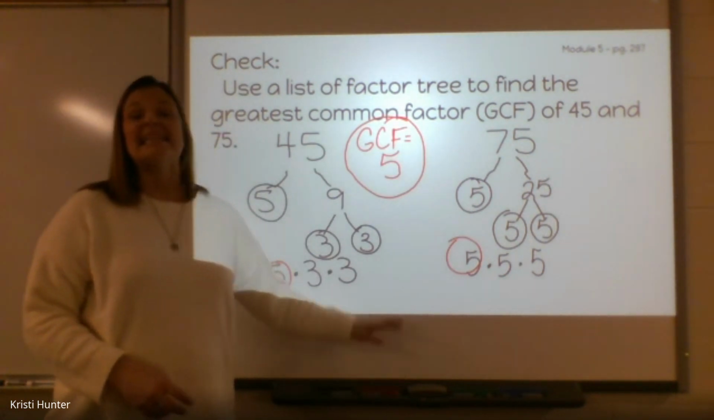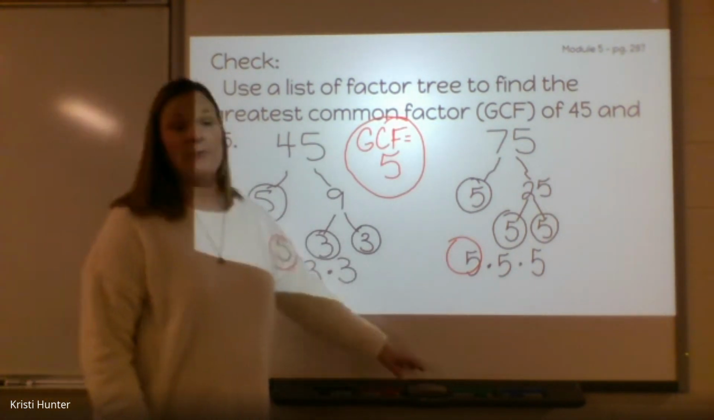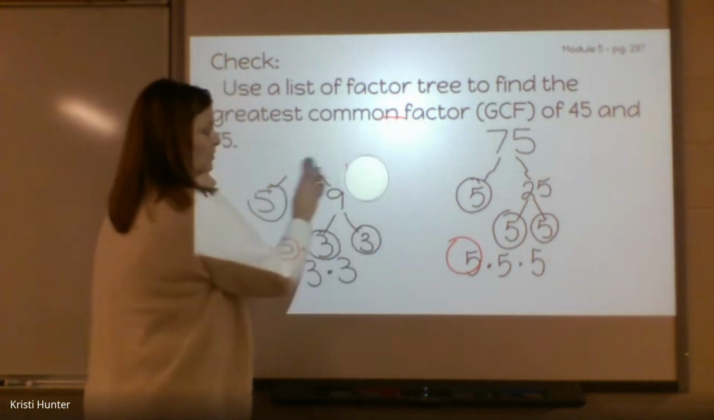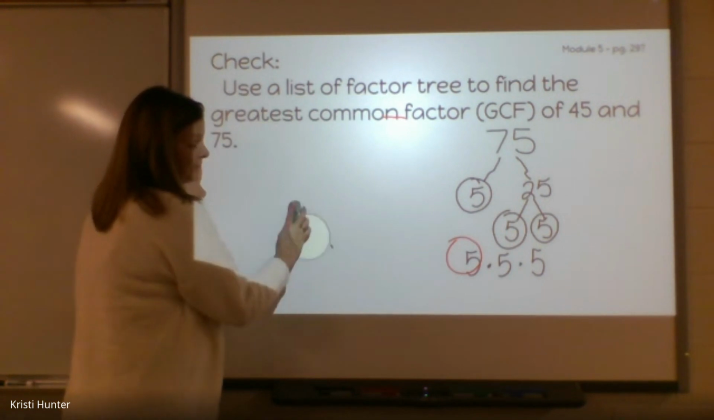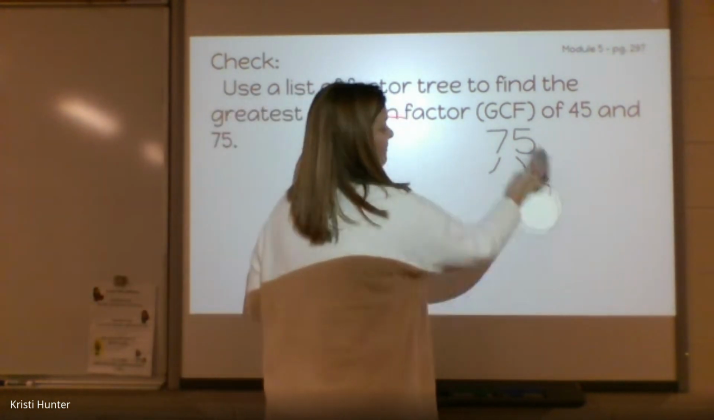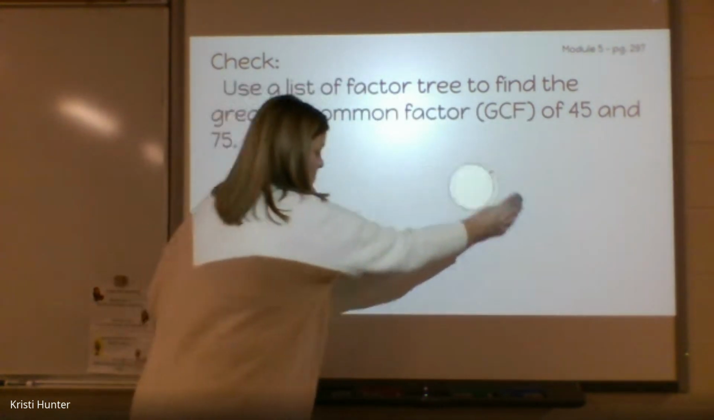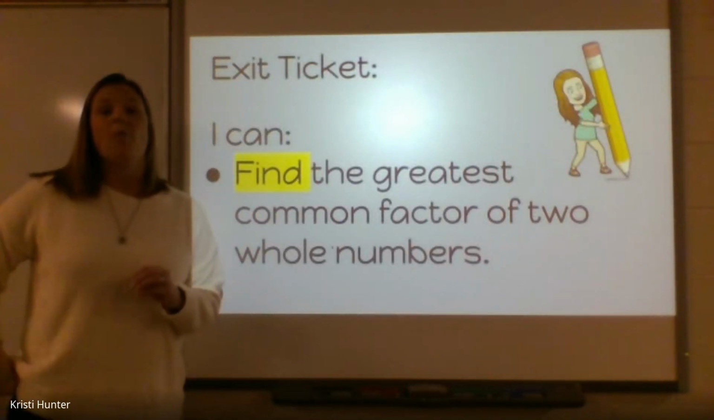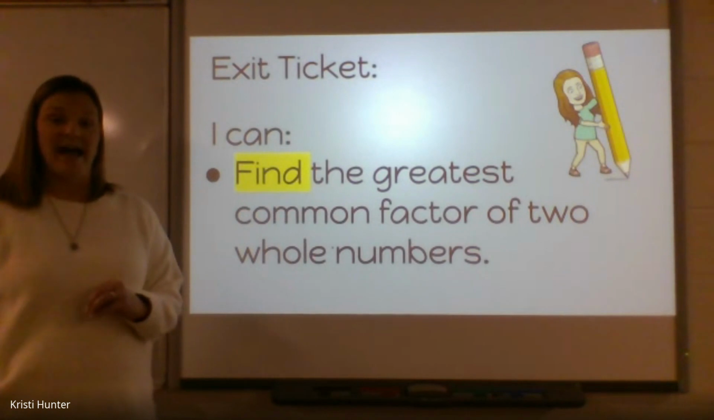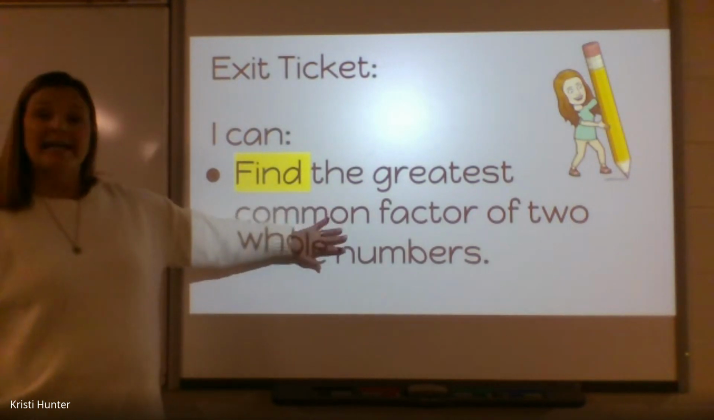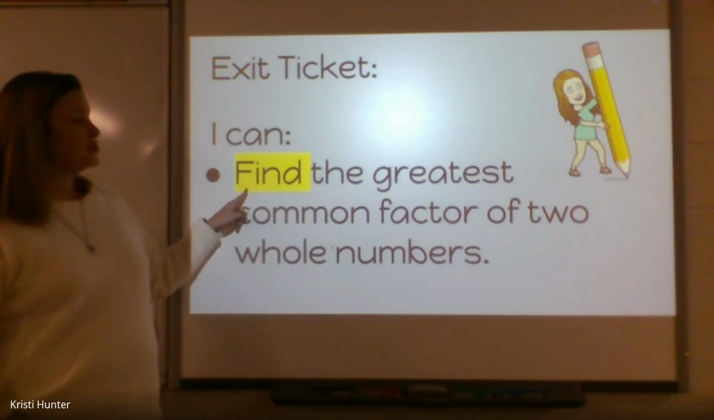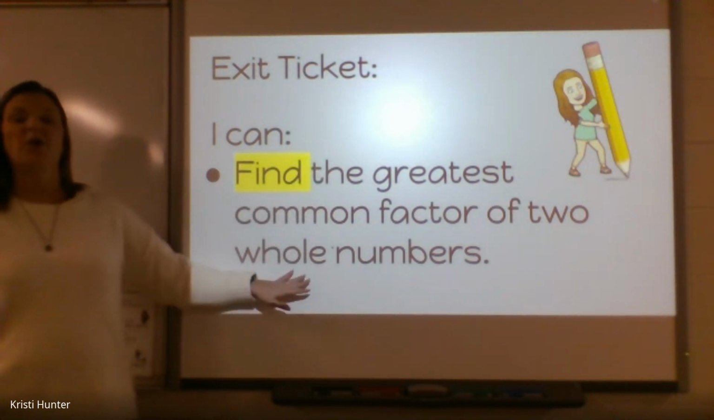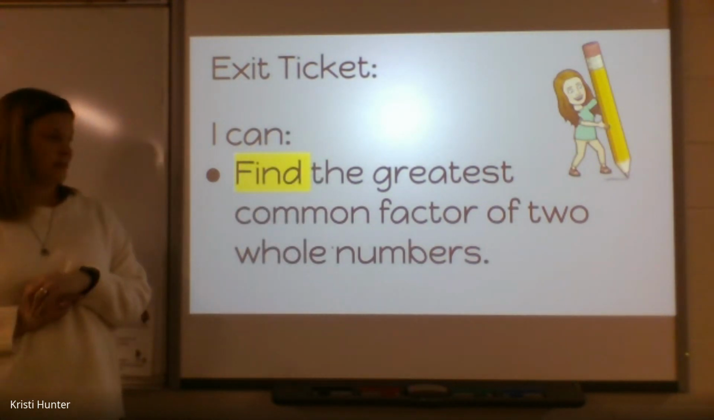Right? There are iReady lessons out there that can help you with this, but as you're also working through your assignment, make sure you're stopping to ask questions if there's something that you need help on. And what I would like to know is, where are you with this greatest common factor? You're going to get an exit ticket in just a minute that checks to see if you can find the greatest common factor when you're given two whole numbers.